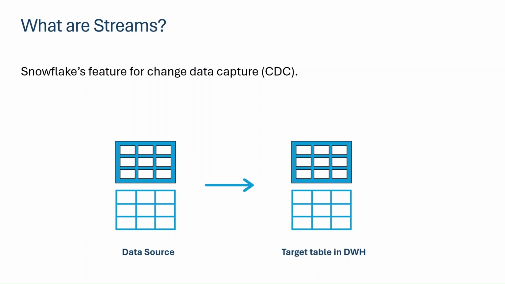When building data warehouses, we typically use an ETL process to extract data from the source, like I have shown here, from the data source into the target table in our data warehouse. So this often includes delta loads where we only load new or changed records, such as inserting new records, updating or deleting existing ones. Streams help us capture these changes efficiently.